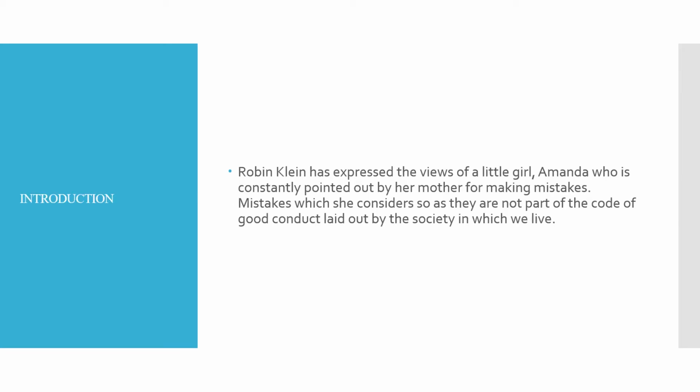Introduction of the poem. Robin Klein has expressed the views of a little girl, Amanda, who is constantly pointed out by her mother for making mistakes. Mistakes which she considers so as they are not part of the code of good conduct laid out by the society in which we live.